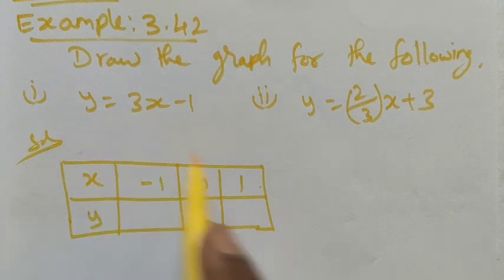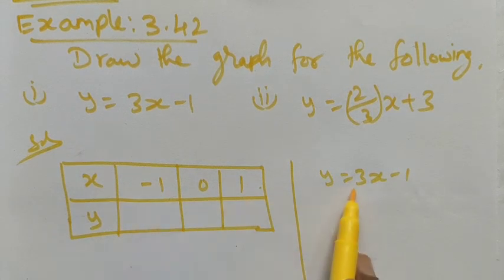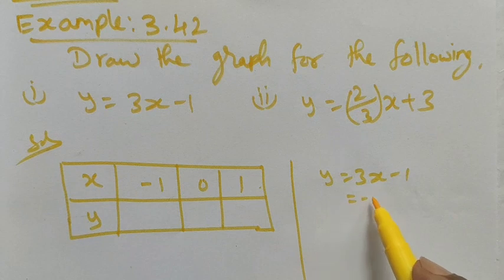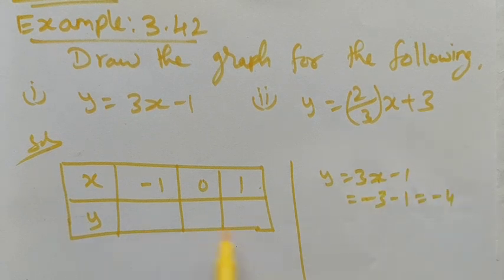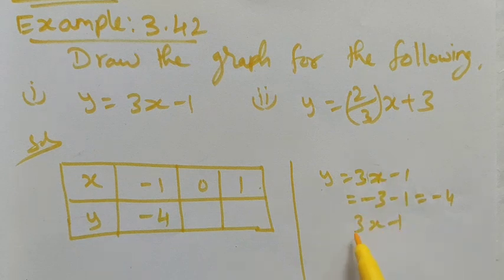In the place of x, the given equation is y = 3x - 1. In the place of x, I apply -1: -1 times 3 is -3, minus 1 is -4. Then the value of y is -4. Then in the place of x, I apply the value 0 in 3x - 1, the whole term becomes 0, so y is equal to -1.